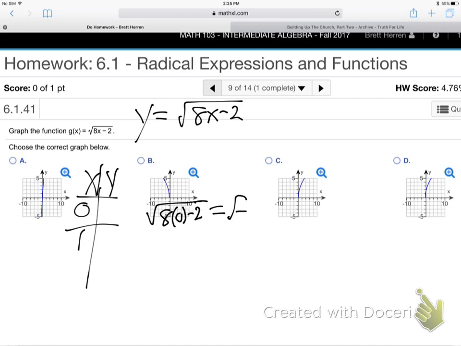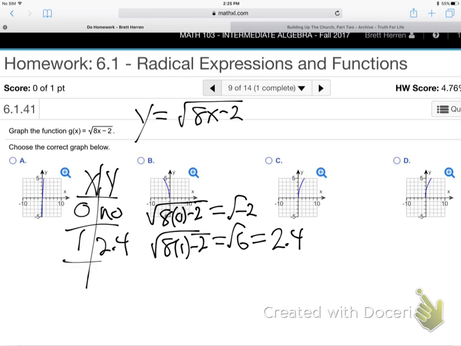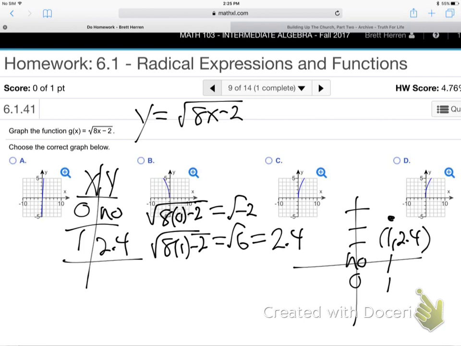Eight times 0 minus 2. That's square root of negative 2. That's a no, huh? But the next one's a yes. Square root of 6. You got to do that in your calculator. I don't know what that is. 2.4. So I'll just say 2.4. So that might be enough right there. Which of these is 0, no, and over 1 up like about 2.5? I don't know. It's kind of hard to tell, isn't it? I can't tell.